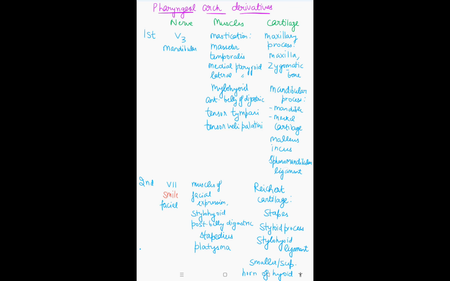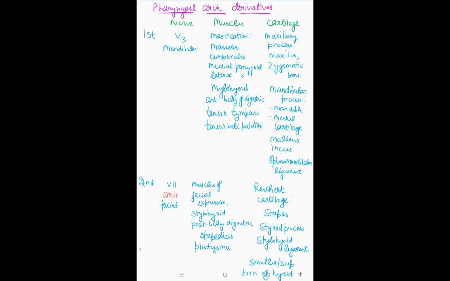Then next we have the arches, which are in the center, from the mesoderm and neural crest. What derivatives do we have of that? The first arch nerve is the mandibular nerve, the third division of the fifth nerve, and the muscles are the muscles of mastication: masseter, temporalis, medial pterygoid, lateral pterygoid, and extra muscles. What are those? Mylohyoid, anterior belly of digastric, tensor tympani, and tensor veli palatini. Tensor tympani is in the middle ear. There are two muscles in the middle ear, tensor tympani and stapedius. Tensor tympani is from the first arch, and so is tensor veli palatini.